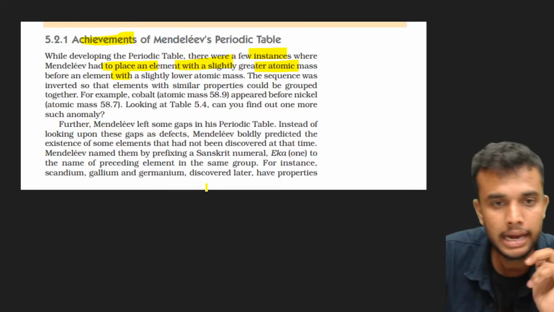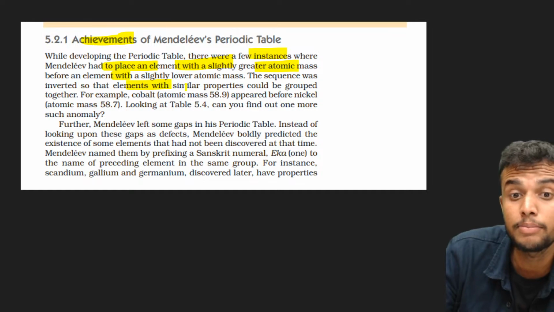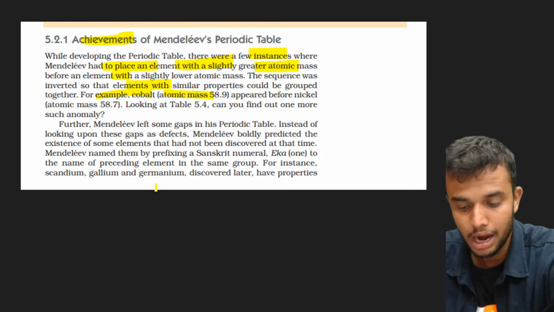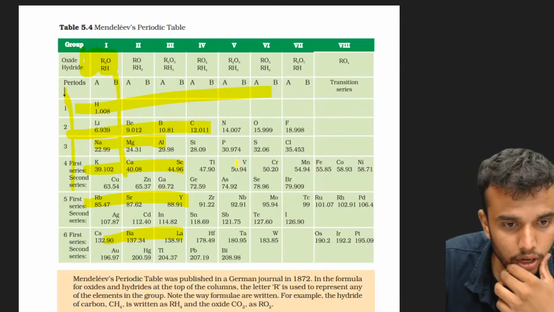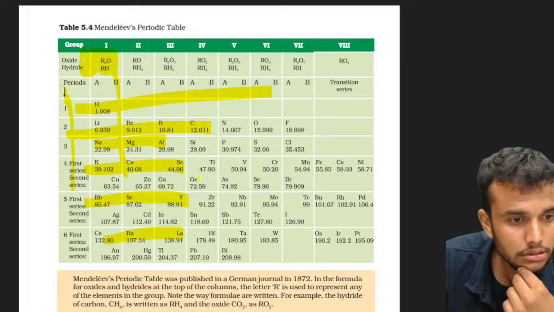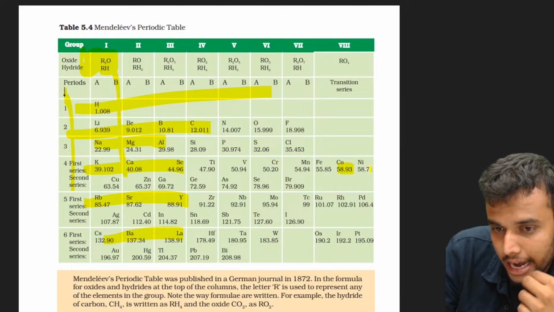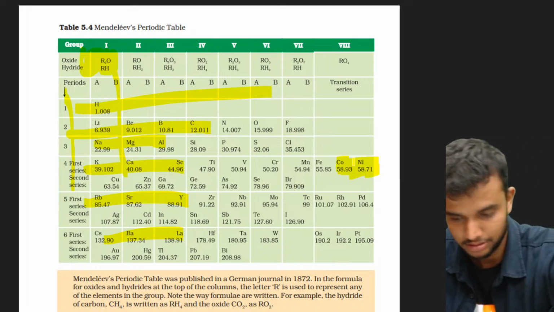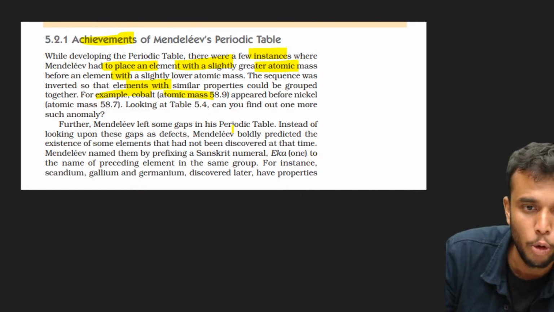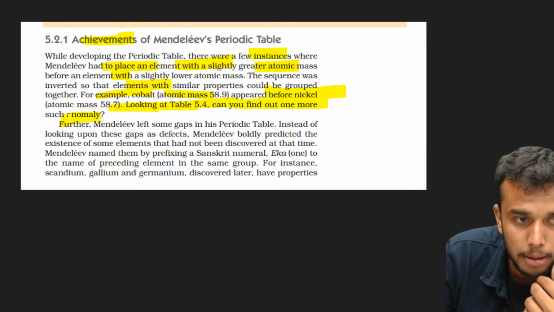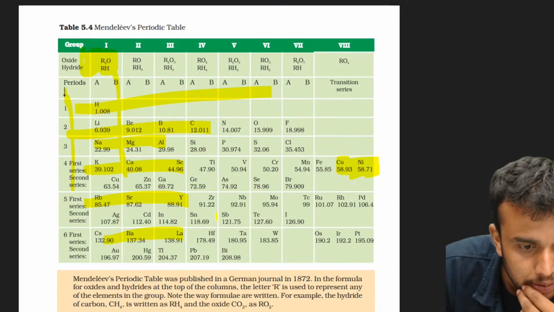Mendeleev did that because elements with similar properties could be grouped together. For example, cobalt. We already searched for it, right? Cobalt, where is that cobalt? Calcium. Yes, look here: 58.93, 58.71. Cobalt appeared before nickel. Looking at the table, can you find one more such anomaly?